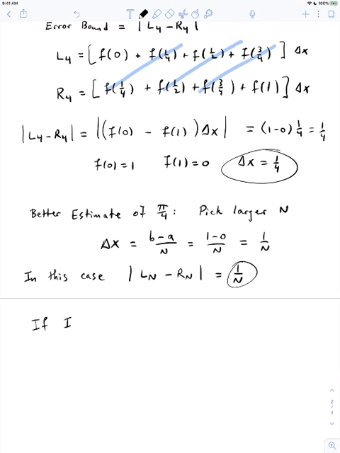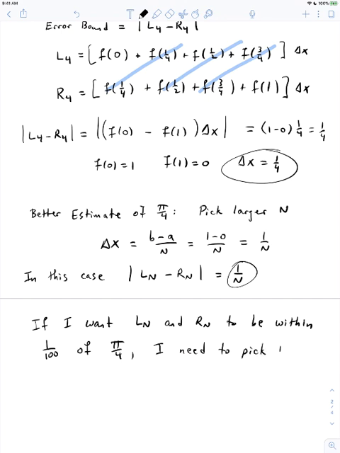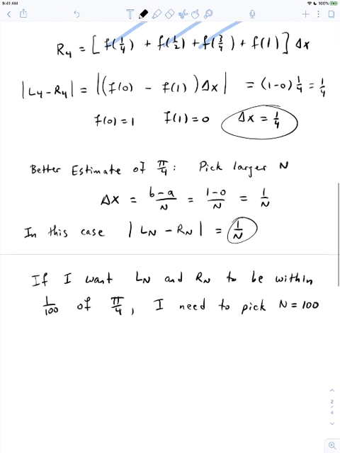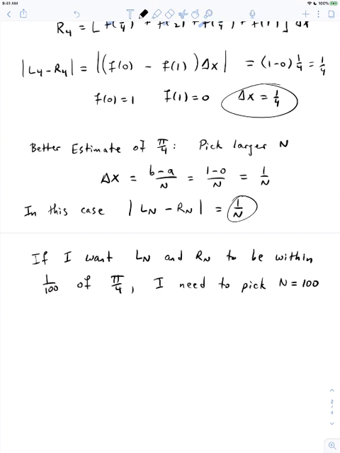So if I want Ln and Rn to be really close, so let's say within 1 over 100 of pi over 4, I need to pick n equals 100. Now that's not the kind of thing I can do by hand, but I can easily get a computer to do that. And I can still write it out in summation notation.